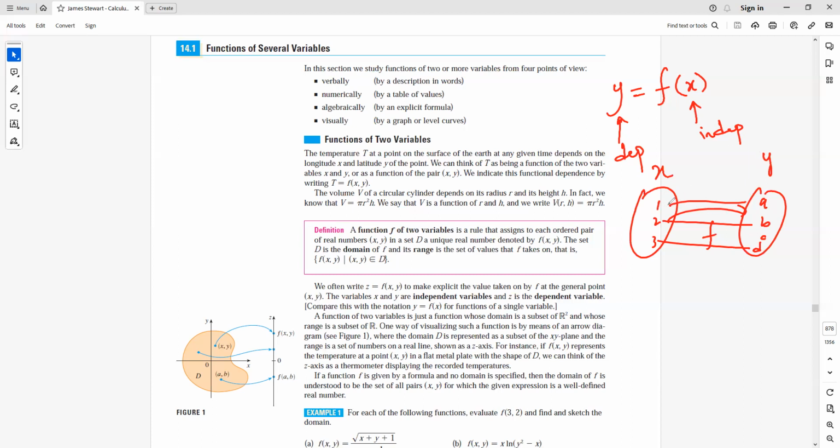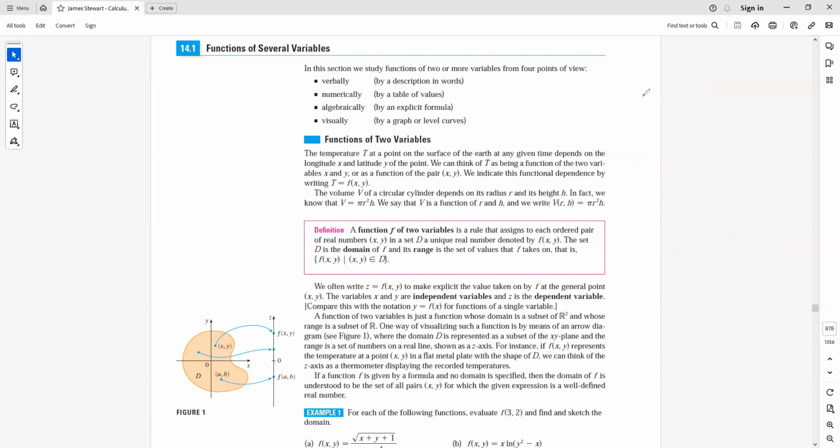So it cannot be like that one is mapped to a and then one is mapped to b as well, right? So it cannot happen. The image should be unique. So this is the definition of function in the single variable calculus.